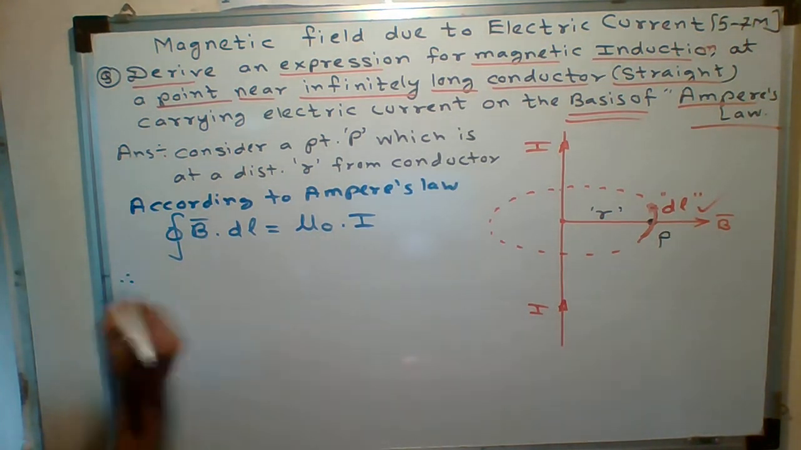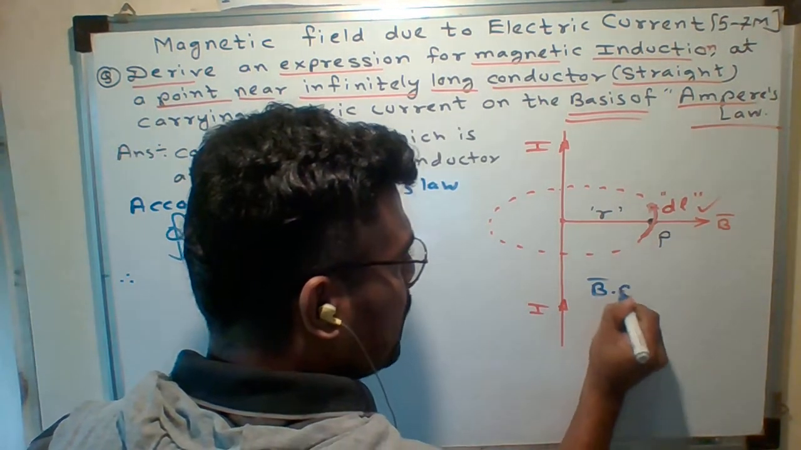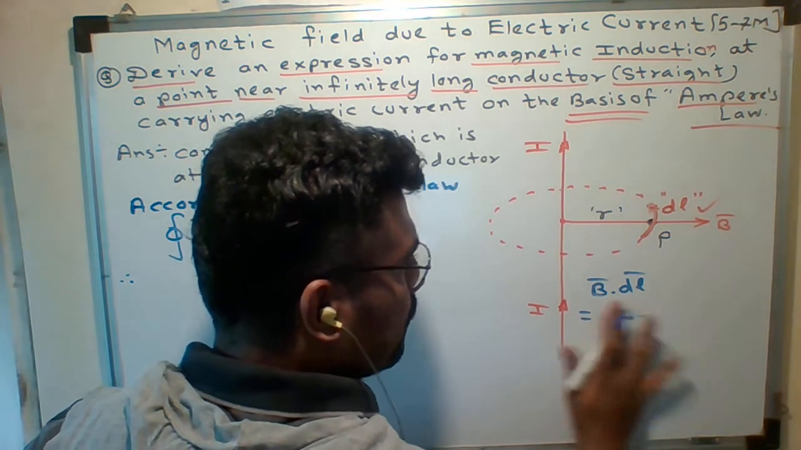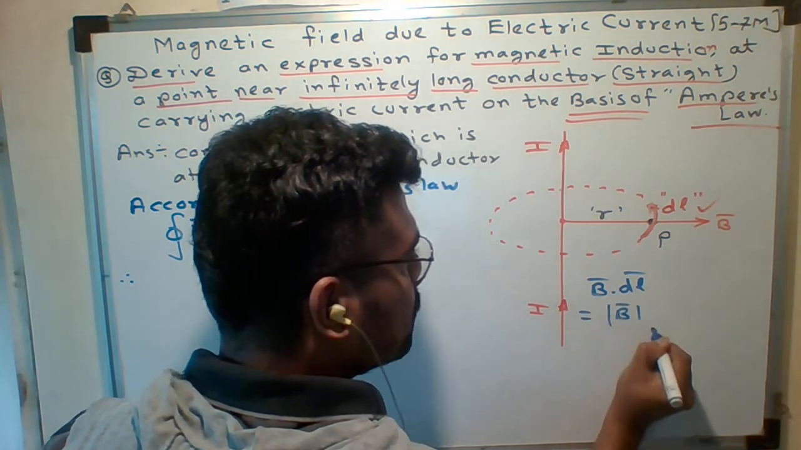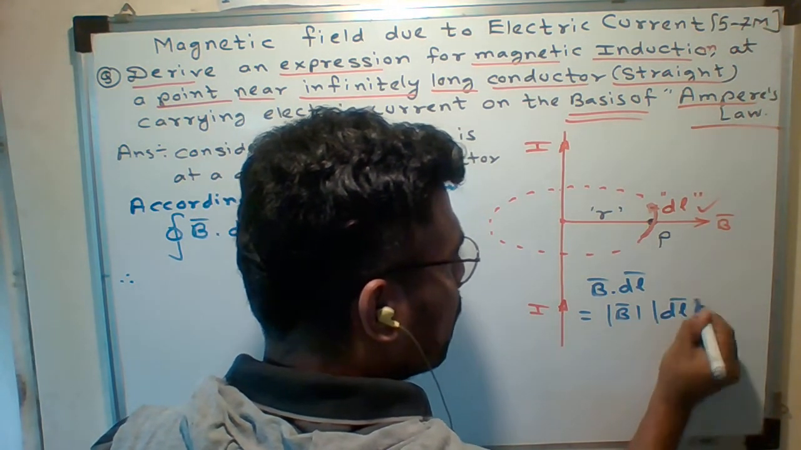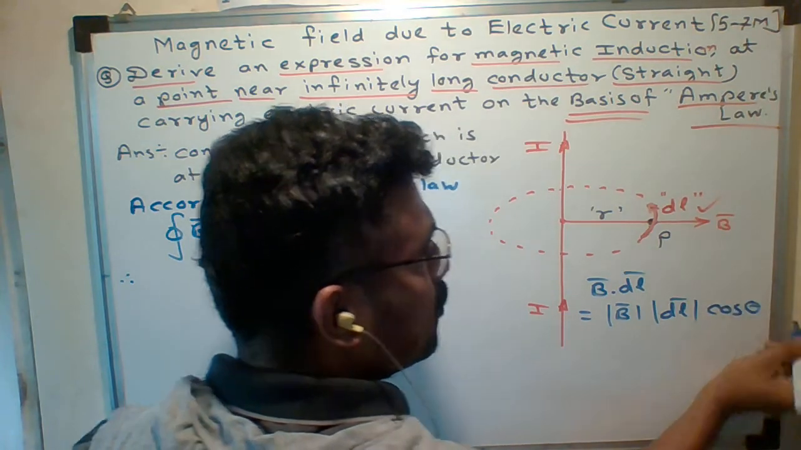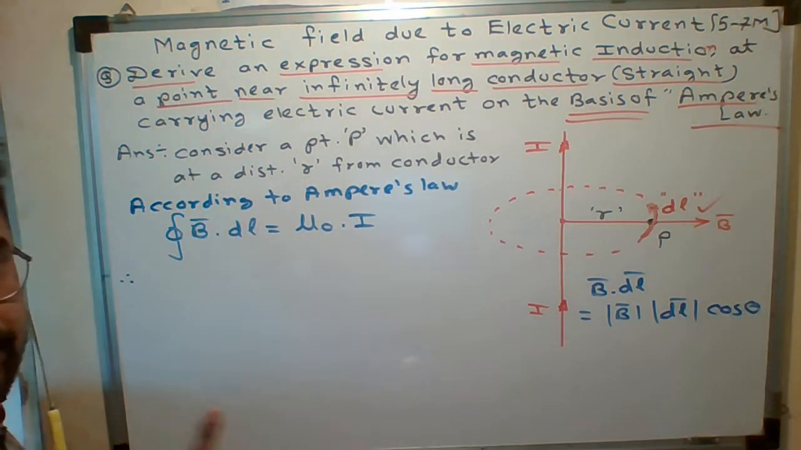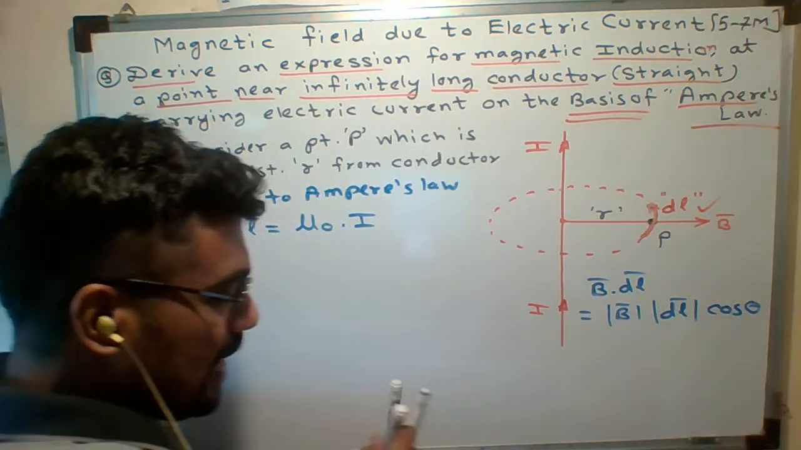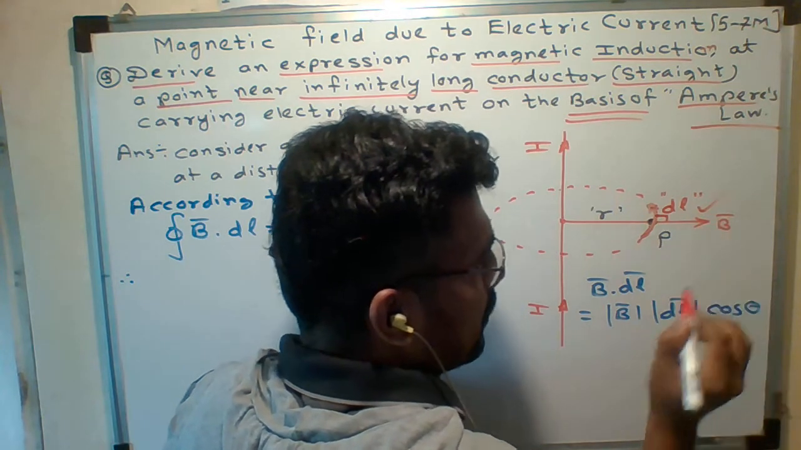So students, now I am going to find this B bar dot dl separately. What does B bar dot dl mean? The magnitude of B bar, the magnitude of dl bar, and cos theta, because in a dot product cos theta will come. Students, observe what is the angle between dl and B bar?